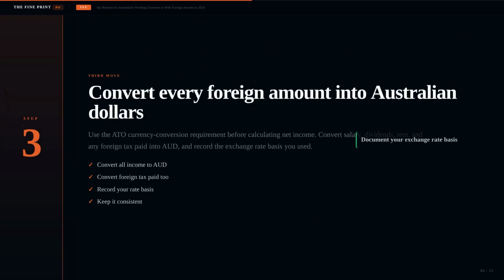Step 3 is conversion, and people get this wrong constantly. The ATO requires you to convert all foreign income into Australian dollars before calculating your net income. That means salary, dividends, rent, and the foreign tax you paid all need to be in AUD. Keep a clear record of the exchange rate basis you used so your figures are consistent and defensible. Good looks like every foreign figure reported in dollars with the conversion method documented.